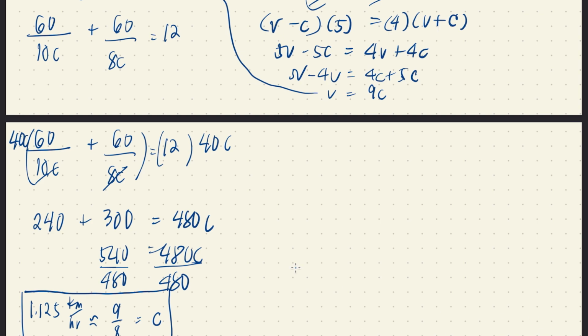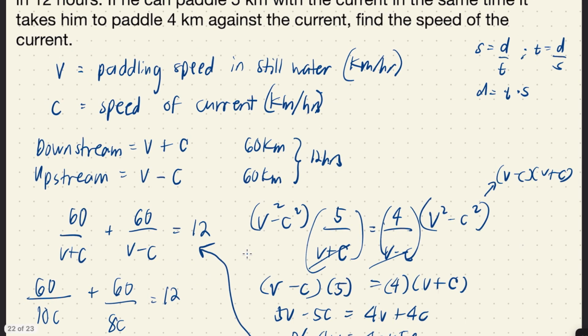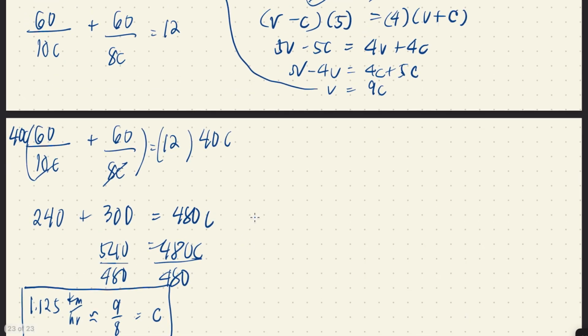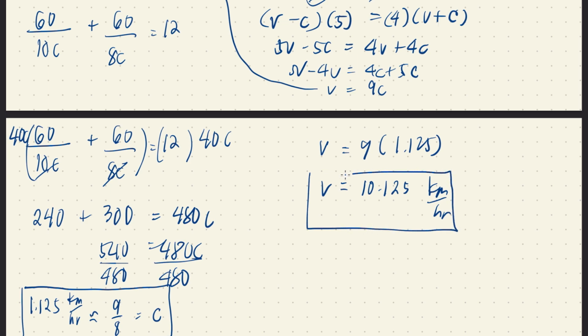Okay. So that is just being what is being asked. In any case, you would like to still get the paddling speed in still water, we can do so by substituting C here, 9 times 1.125. So multiplying it, 9 times 1.125 will be 10.125 kilometers per hour. So this is how fast the kayaker is paddling if there is no current.